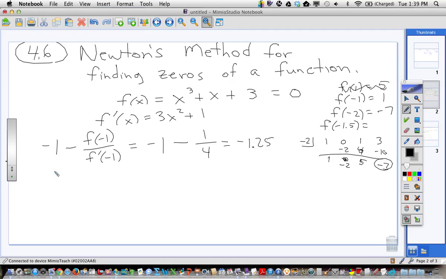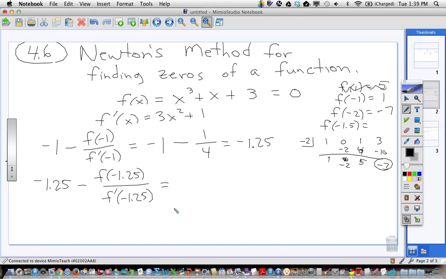Okay. This is now our new guess. So my next is this: -1.25 minus f of -1.25 divided by f prime of -1.25. Now, this still seems pretty intensive, but it certainly isn't as bad as having to get the slope, get the point, do the tangent line equation, set equals 0 every single time. Okay? Now, we're going to cheat a little bit. I'm going to let you use your calculators here.